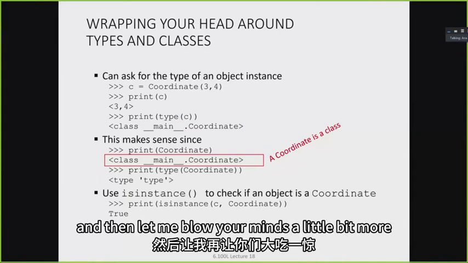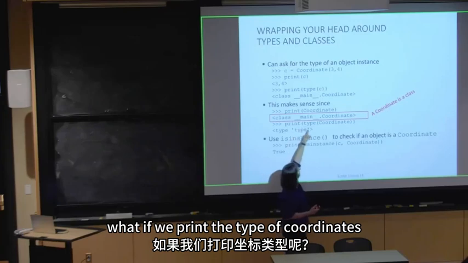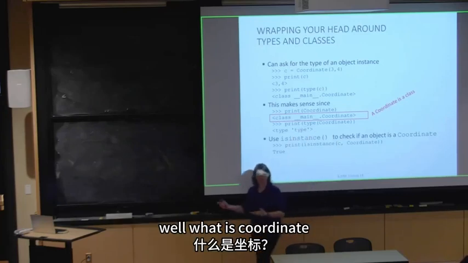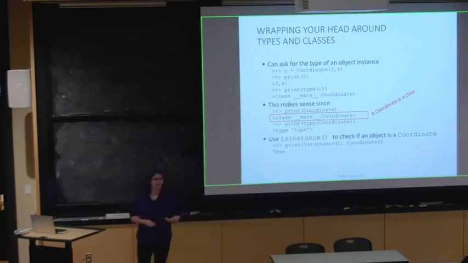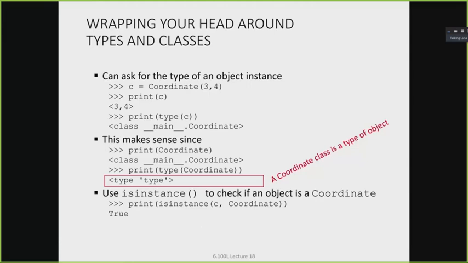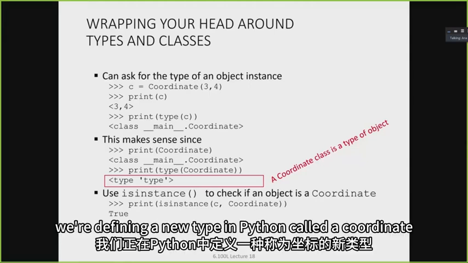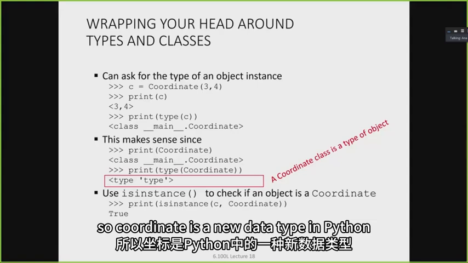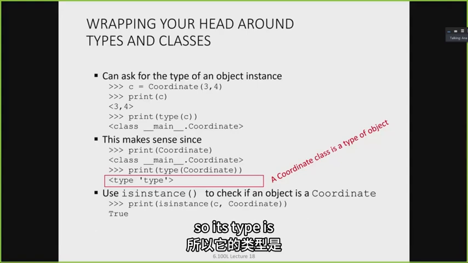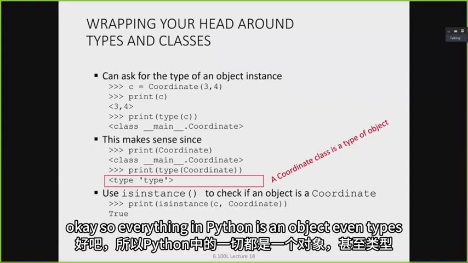And then, let me blow your minds a little bit more. What if we print the type of coordinate? Well, what is coordinate? It's a type. We're defining a new type in Python called a coordinate. So coordinate is a new data type in Python. So its type is type. Okay, so everything in Python is an object, even types.